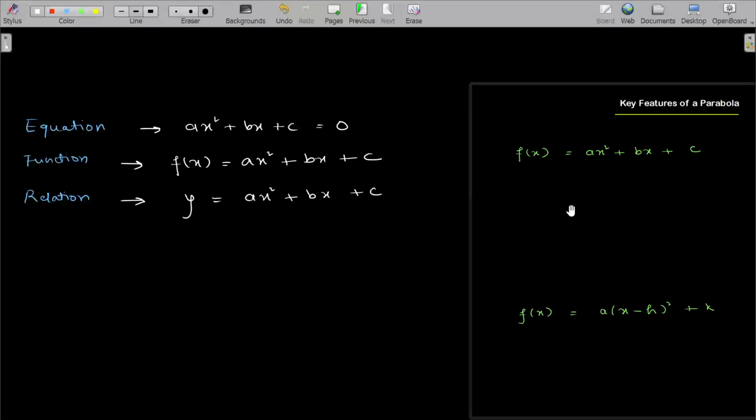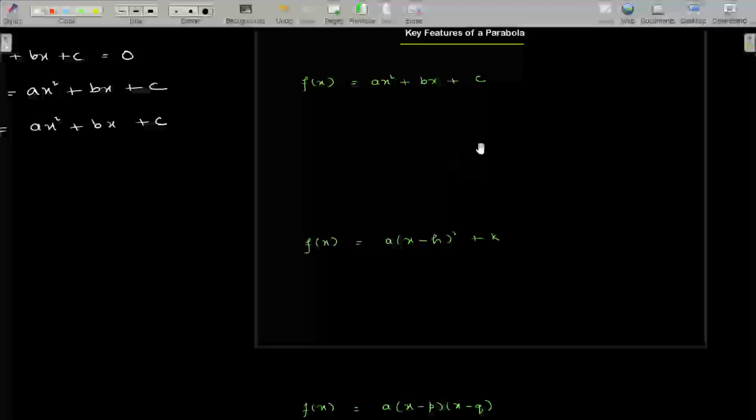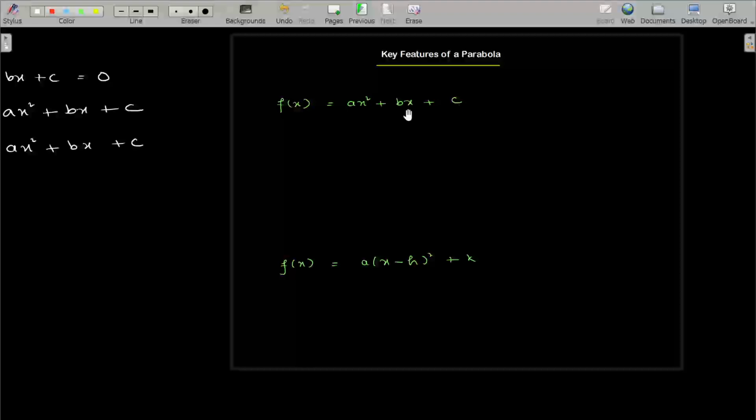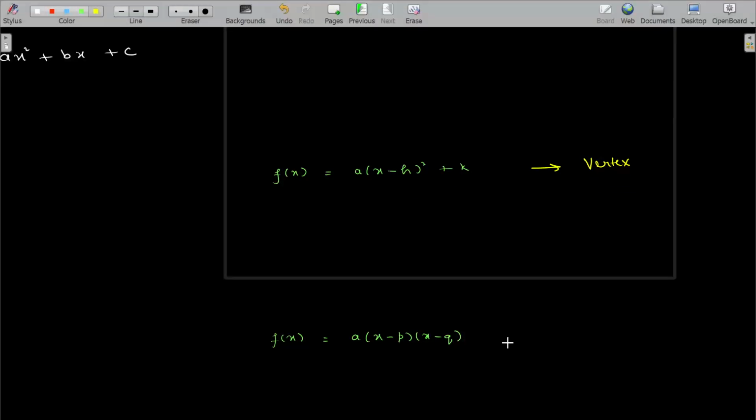Now the function notation can be written again in 3 forms. This one is the standard form. This one is the vertex form, and this one is the factored form.